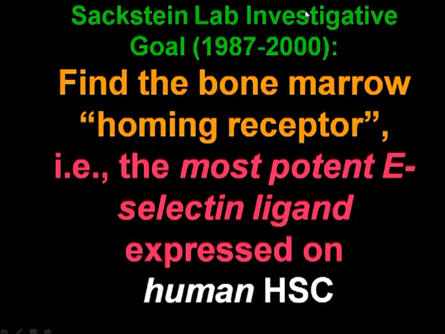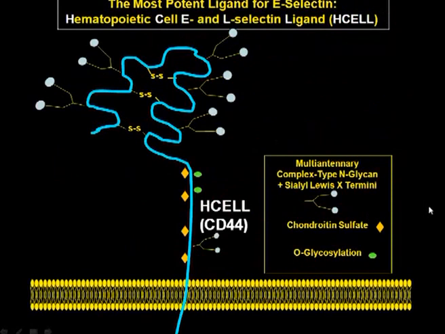So our laboratory goal from 1987 to 2000 was to find that bone marrow homing receptor, that is, the most potent E-selectin ligand expressed on hematopoietic stem cells. And all our biochemical studies over that period of time ultimately led us to identify that molecule, and that molecule is called hematopoietic cell E and L selectin ligand, as shown in abbreviated form, HCELL. HCELL is a sialylated fucosylated glycoform of a well-known molecule, CD44. CD44 is ubiquitously expressed on essentially every cell of the body, but HCELL is expressed only on hematopoietic stem cells. Importantly, only on hematopoietic stem cells. The CD44 core protein scaffold gets decorated with sialylated Lewis X, such that that molecule is then HCELL. And that HCELL molecule is the most potent E-selectin ligand and directs the trafficking of hematopoietic stem cells in the human to human bone marrow endothelial cells.